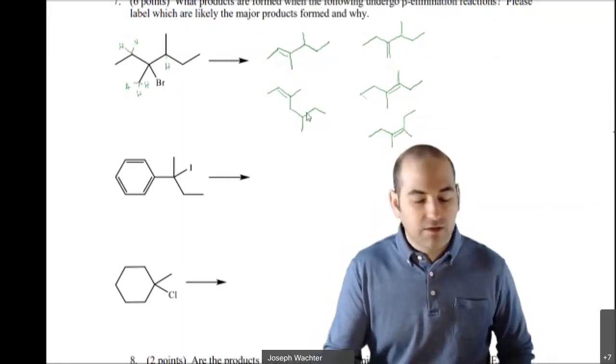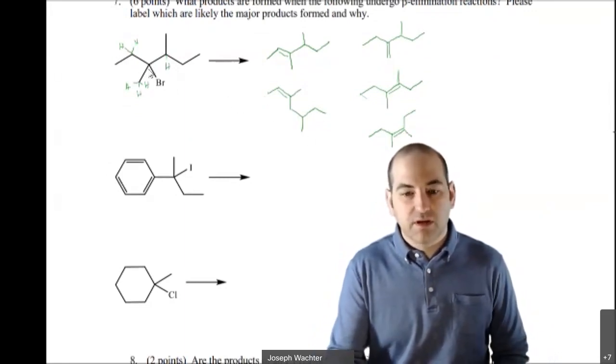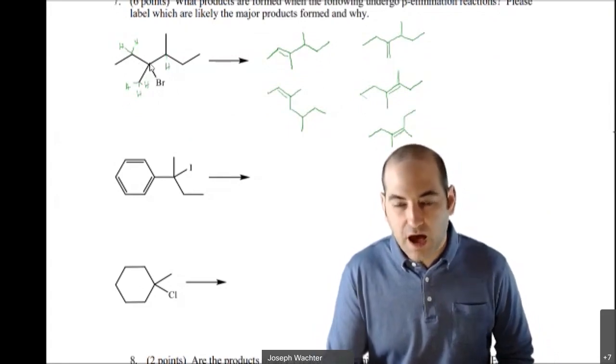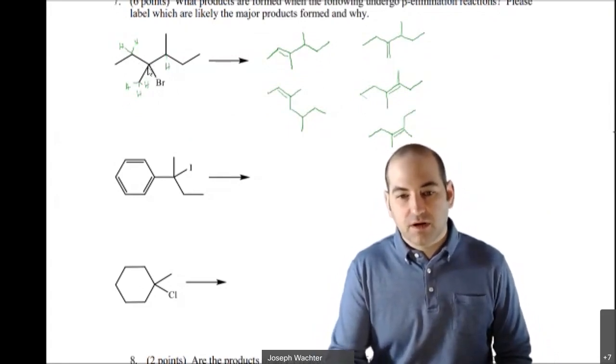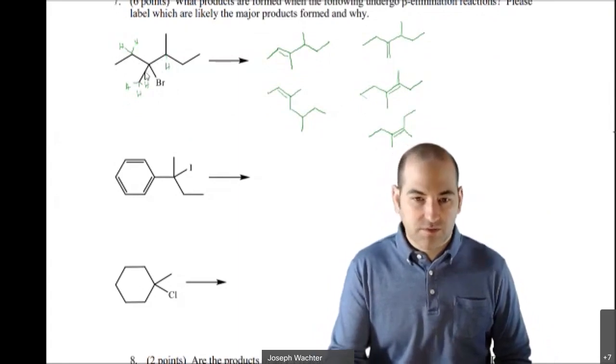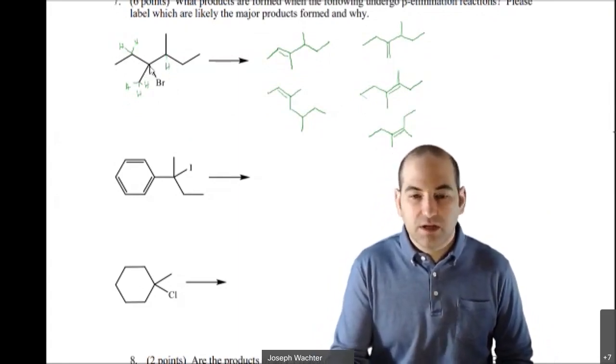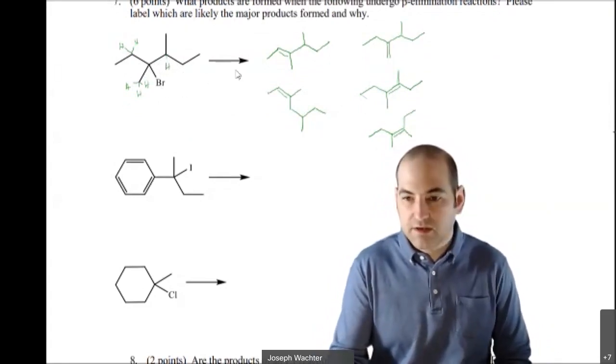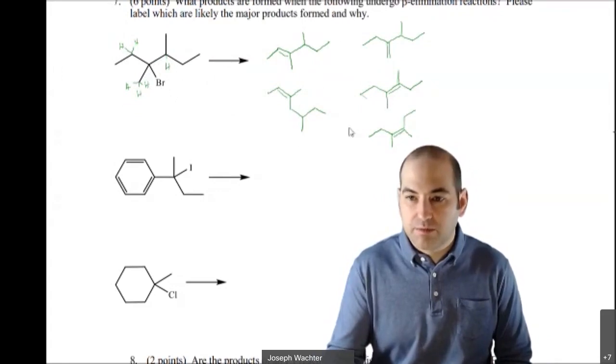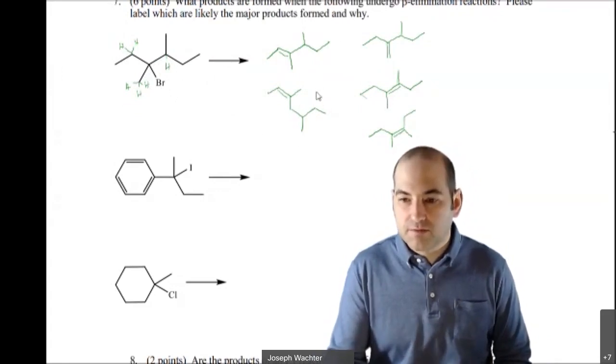It's also a good idea always to look around and see if there's a possibility of carbocation shifts, because we know that carbocations can shift around to other tertiary carbons. So we do see that possibility here, but in this case, that would actually make all the same products, so it doesn't affect anything. So there are five possible products in this beta elimination reaction.